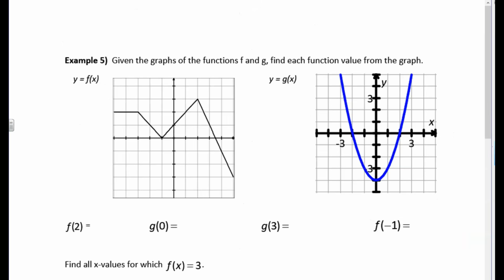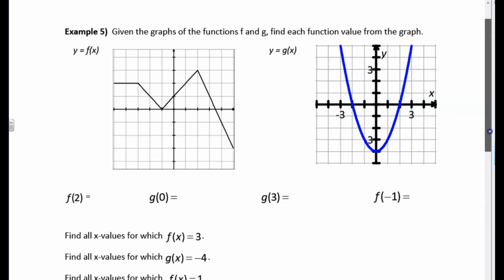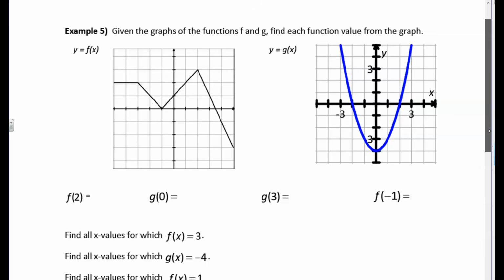All right, let's go to our last page here. Now we're going to look at graphs of functions and finding the values from graphs. So here I have a graph of y equals f of x and y equals g of x. If I want f of 2, this is asking me what is the y value when x is 2. I go to where x is 2, I come up, I go over, my y value here is 3.